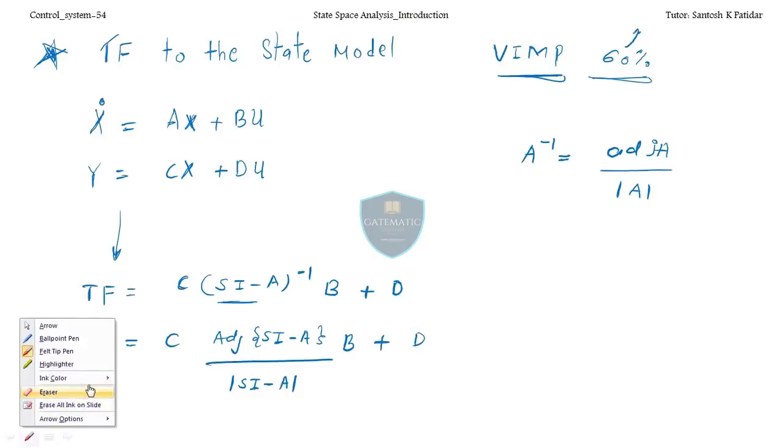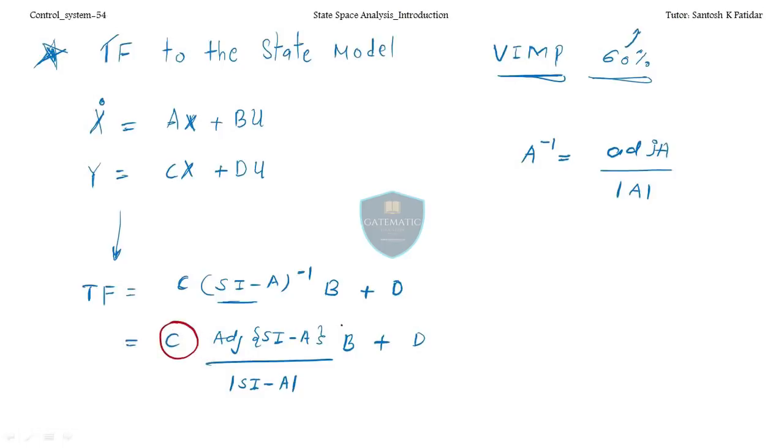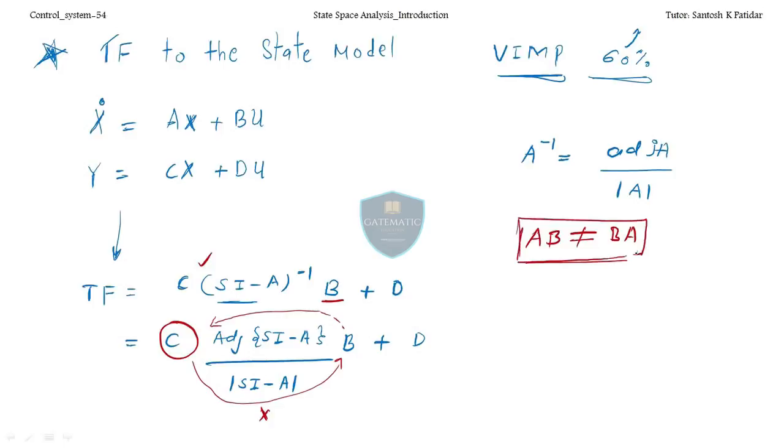Now, the mistake you can make is to move B over here and C over there. This will be wrong. The format is this only: C, sI minus A inverse, and B. And you know very well that in matrices AB is not equal to BA, isn't it? So this is not commutative. You can check it; this is part of mathematics, so I'm not giving you a guarantee. This is a very famous formula.